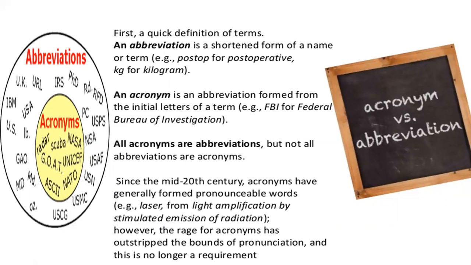While an acronym, where is acronym here? An acronym is an abbreviation formed from the initial letters of a term. For example, FBI, for Federal Bureau of Investigation. We do not say Federal Bureau of Investigation each time. It is also an abbreviation, but it is formed from the initial letters of a term. We can say it as FBI.